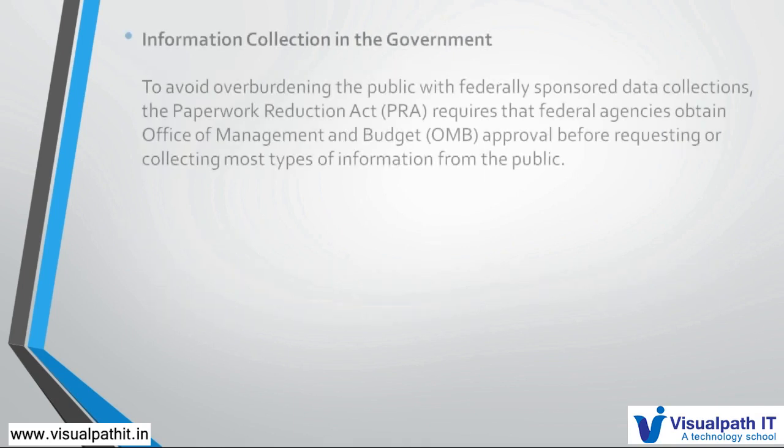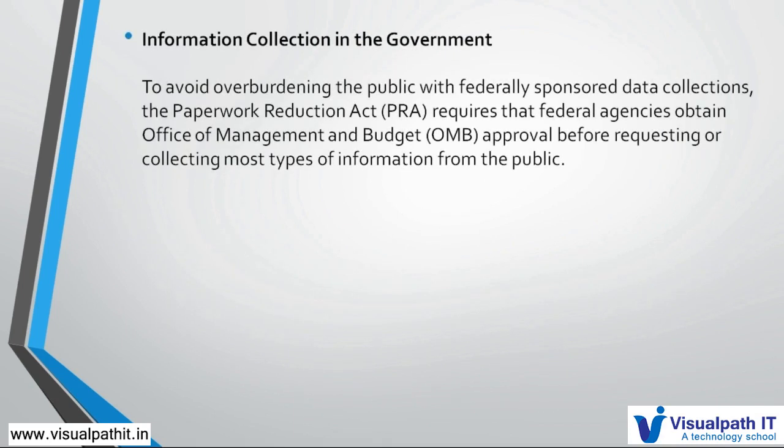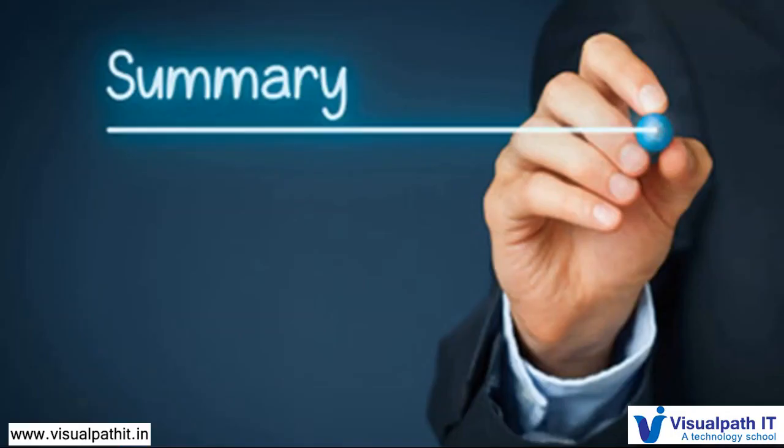Next, information collection in the government. To avoid overburdening the public with federal data collection, the Paperwork Reduction Act (PRA) requires that federal agencies obtain Office of Management and Budget (OMB) approval before requesting or collecting most types of information from the public. So this is about what we have learned about online surveys.